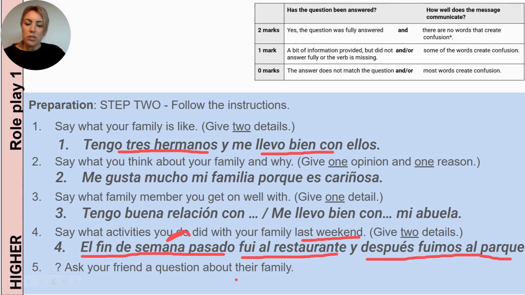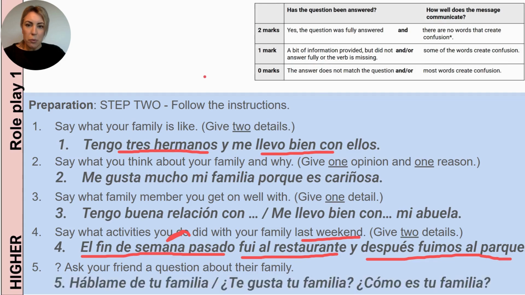And then finally, you have to ask me a question. Ask your friend a question about their family. So, what can we ask? We can ask a question with three different types of question. Háblame de is talk to me or tell me about your family. So we can say, háblame de tu familia, okay?